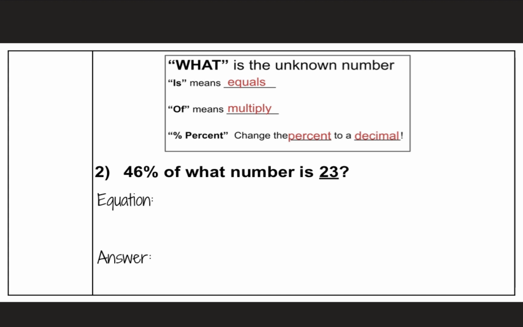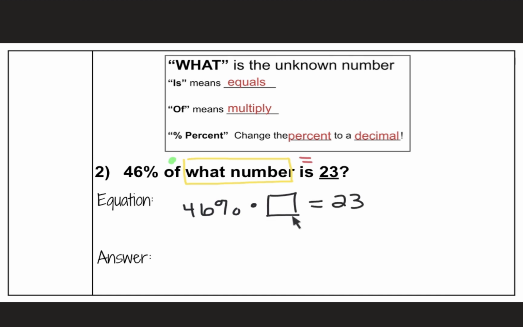46% of what number? There's my what. It's my unknown. I'm taking a value of another value. This of means what? Multiply. I have my is there. That's equals 23. If you didn't fill in 23 yet in your notes, go ahead and do that. Here's our equation. Let's translate. 46% of what number is 23?